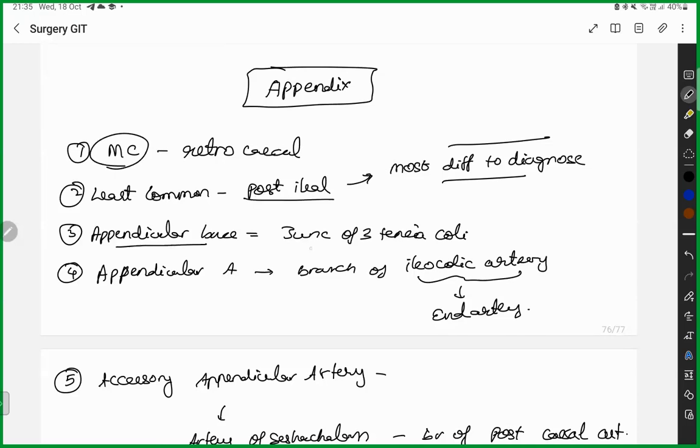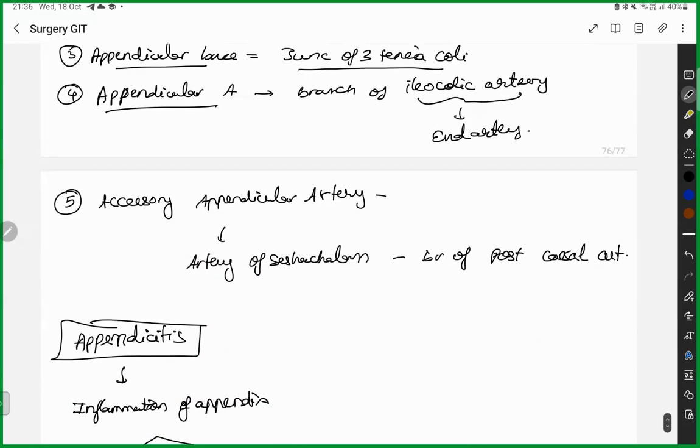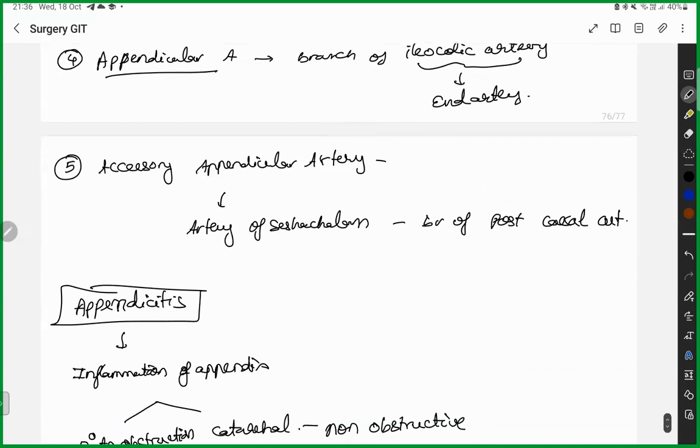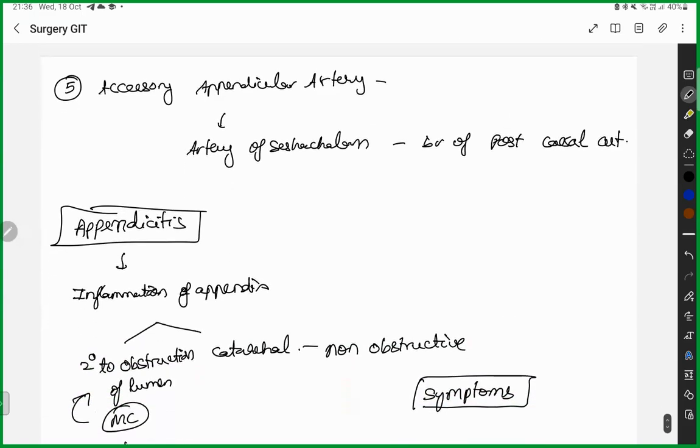Appendicular base is the junction of the 3 tinea coli. Appendicular artery is a branch of the ileocolic artery. It's an end artery, basically, that you need to understand. And the accessory appendicular artery is the artery of Seshachalam. It's a branch of the posterior cecal artery.